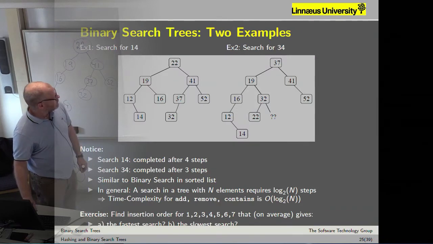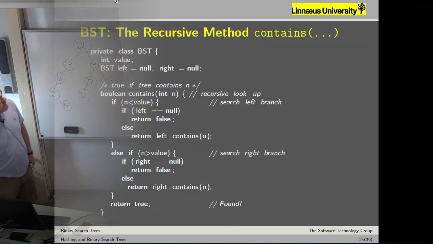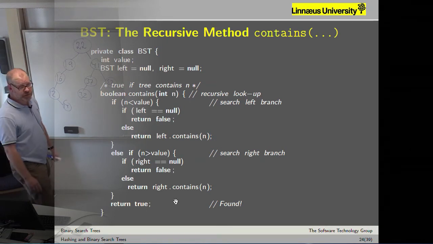So the contains method means recursive lookup. If it is less than the current value, then we go left. If left is null, then we return false, saying we haven't found the element. Otherwise, we ask the left child, do you contain this one? Go right. If we can't find it in the right, then we return false. Otherwise, we ask the right child, look for n. And if it's neither smaller than nor larger than, then we have found it. So we can immediately return true in this case.